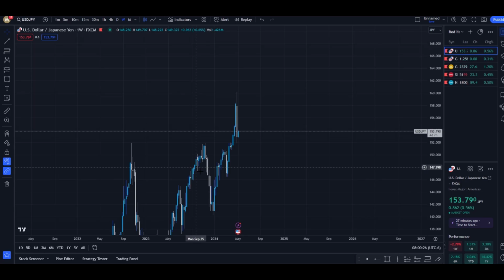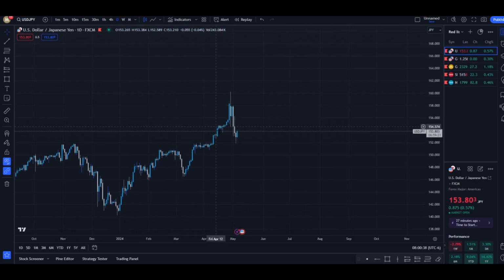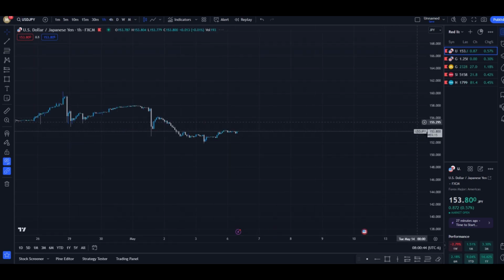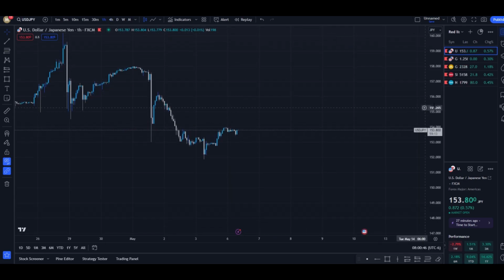We did take a trade today. It was an L, but we'll get into that. Let's just start with our analysis from top down. On the weekly time frame we're bullish. On the daily time frame we're bearish. On the 4-hour time frame we flipped bullish, but on the hourly time frame we were bearish, right?